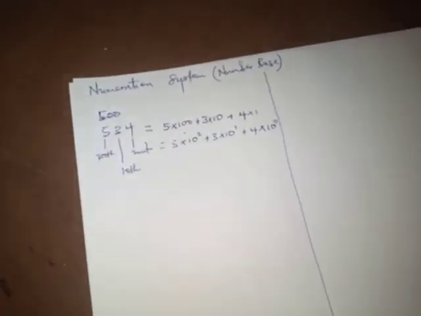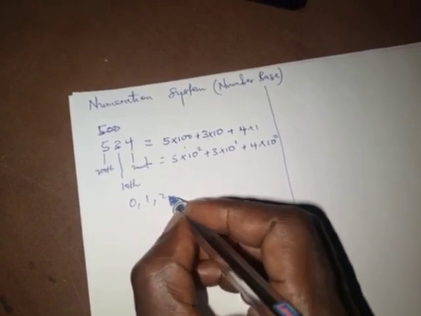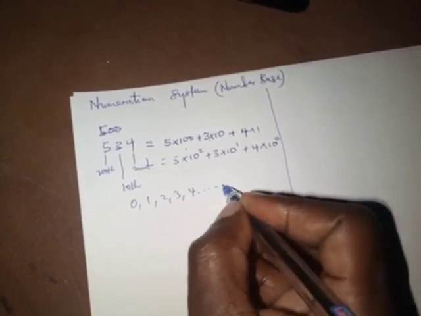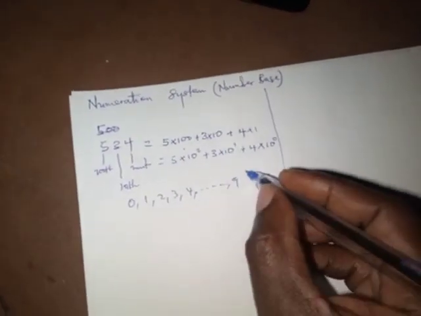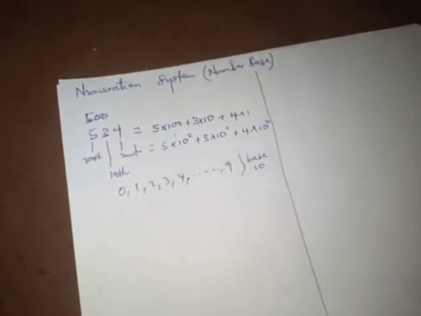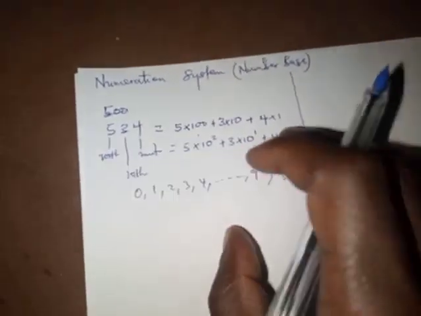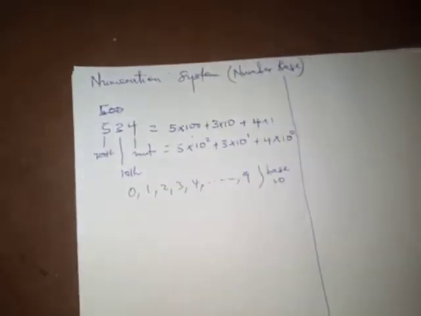Normally the numbers that you are used to are all written in base 10. That is why we have the digits 0, 1, 2, 3, 4 up to what? 9. That is the numbers you use. This is in what? Base 10, and we call it decimal. Now we want to look at the behavior of numbers in other bases.